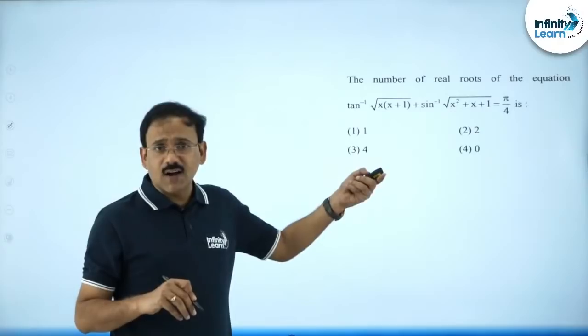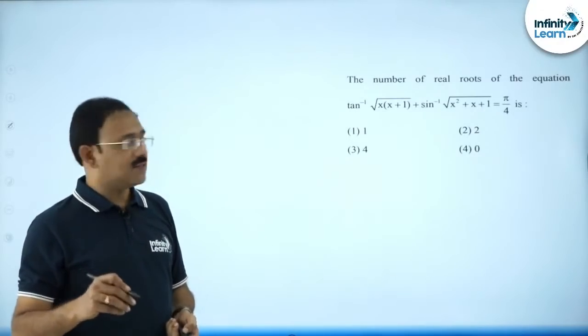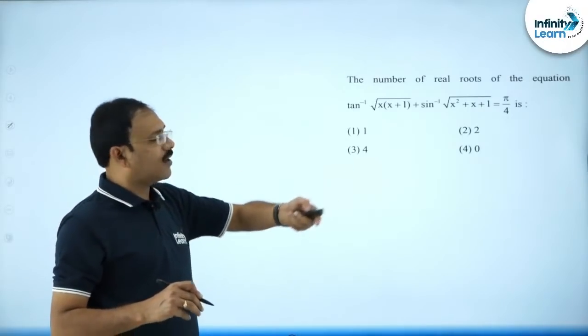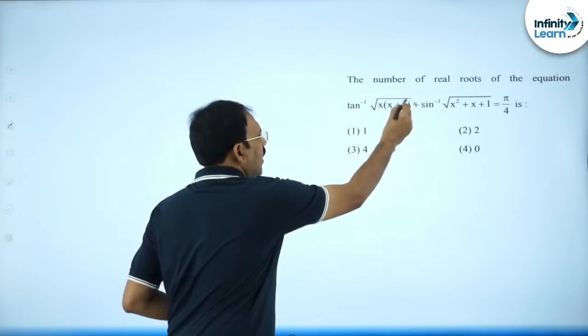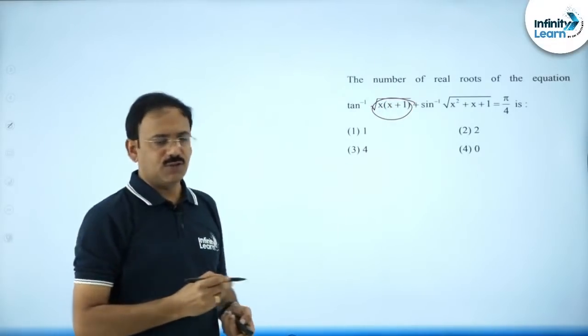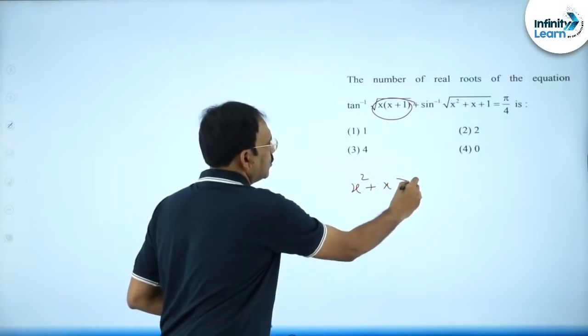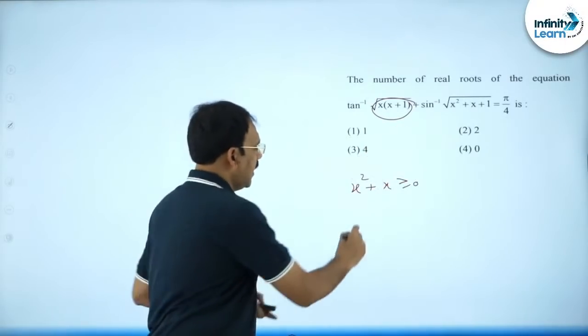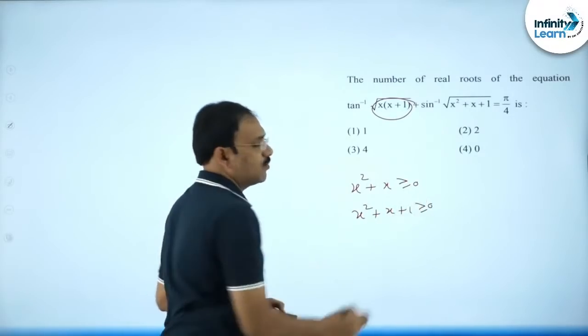Suppose, friends, this is conceptual. This question is also given in July Mains. Number of real roots of this equation. One basic point is the input of a square root must be greater than or equal to 0. So x square plus x must be greater than or equal to 0, and hence x square plus x plus 1 should also be greater than or equal to 0.